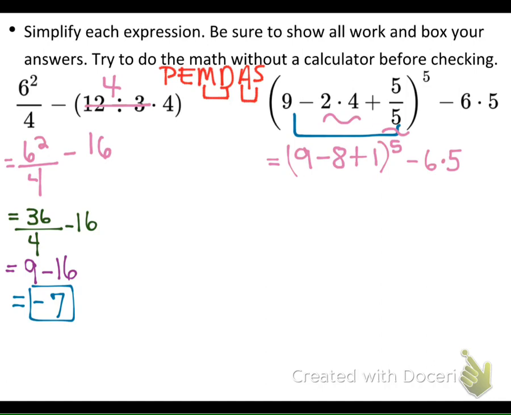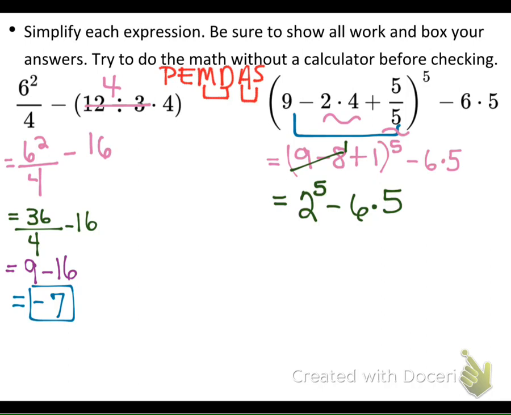Plus 1. We can do that all at the same time, working left to right, because addition and subtraction go together. So what's 9 minus 8? 1. So then, what's 1 plus 1? 2. Okay, so now I'm going to bring down 2. I can drop the parentheses and bring in my to the 5th power, minus 6 times 5. Okay, I am finally finished with the P part of PEMDAS.